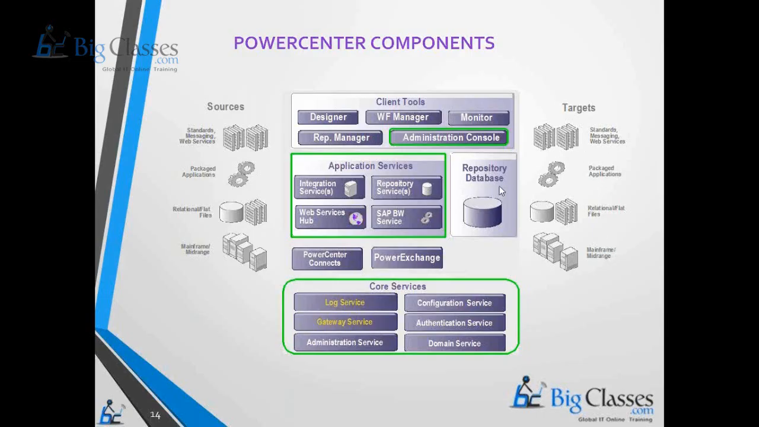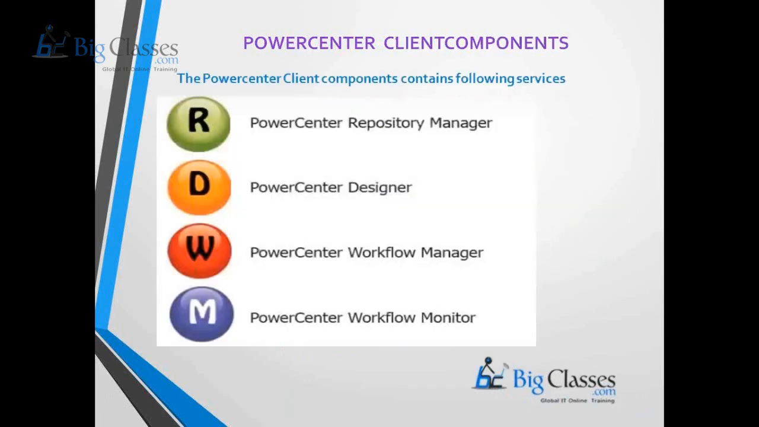With respect to the transformation, it will be done at the Informatica PowerCenter memory. So the transformation will always be done in the ETL memory. So these are the client components that we have. Basically we have four client components: PowerCenter Repository Manager, PowerCenter Designer, PowerCenter Workflow Manager, and PowerCenter Workflow Monitor.